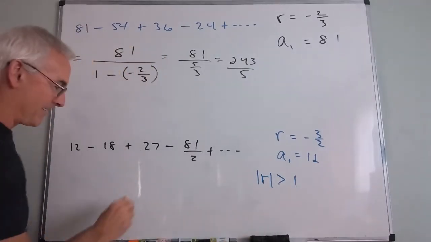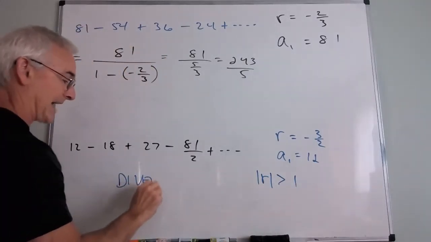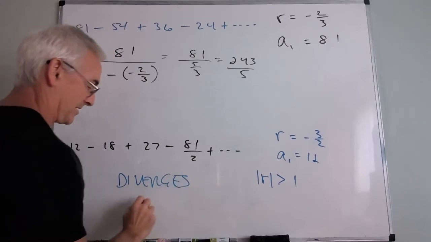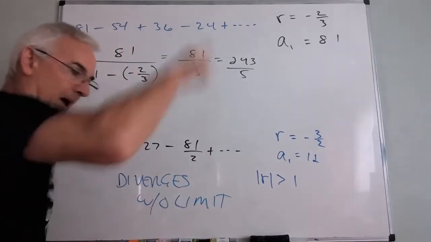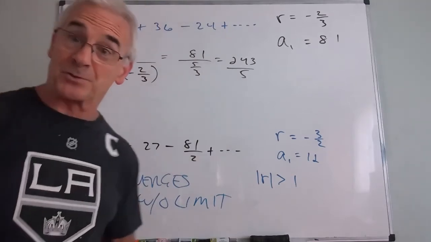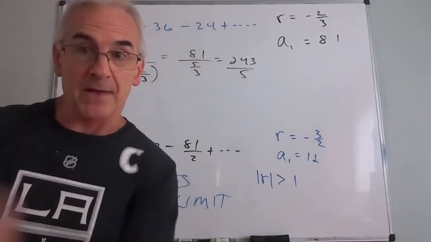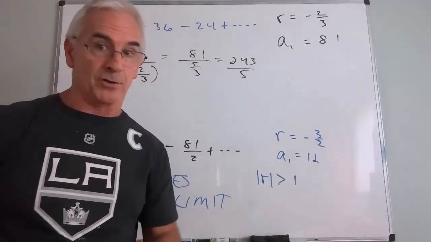It goes to infinity. Actually, not infinity, worse. This is the worst. I'm bouncing around. This diverges without limit. If you just said it diverges, you're okay. But by the way, it does not diverge to infinity.